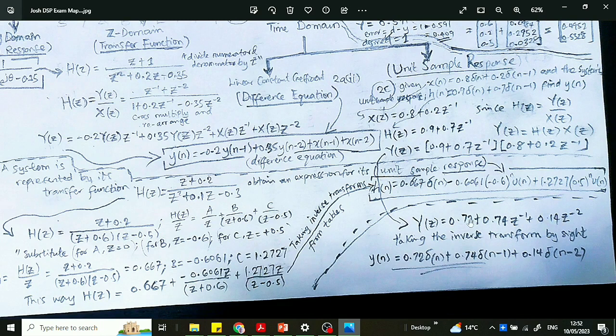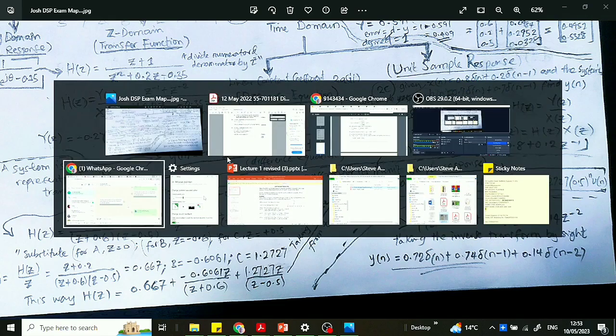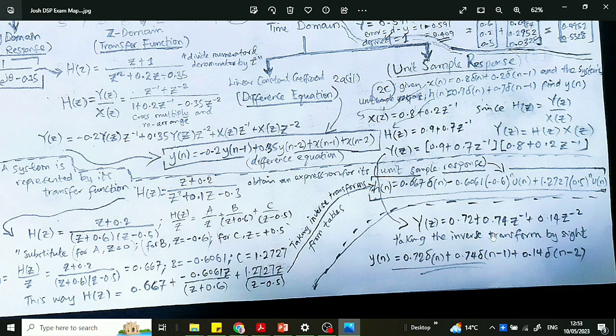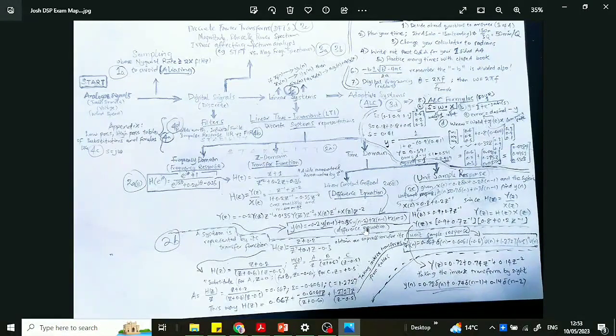Taking inverse transforms by sight, literally just looking at it. Again, we didn't need to go through this route. We just look at it and it was easy to do. I think it's the same thing as the table down there. So just by looking, we get this. Y(z) becomes y(n), which you're looking for. Then 0.2 becomes 0.2 δ(n), just like we did. 0.74 becomes this, 0.14 becomes that. And this is what you're looking for. That's your 2c.